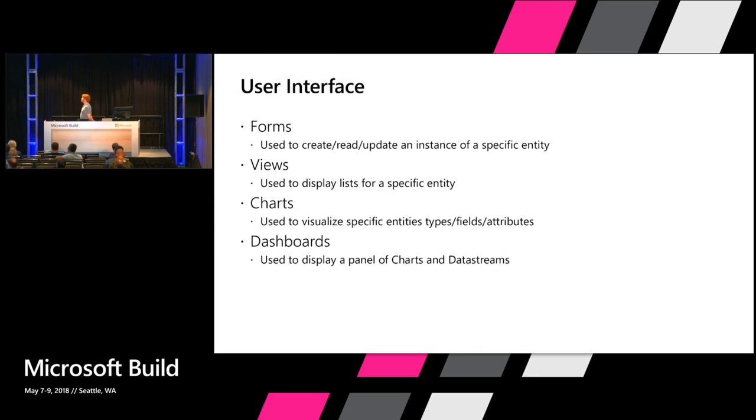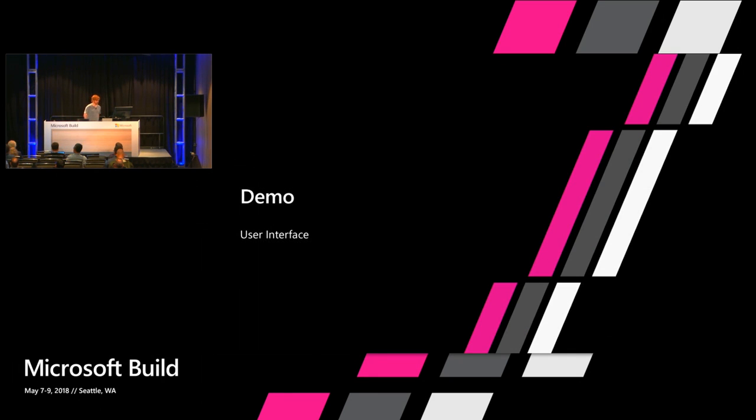So now let's talk a little bit about the user interface components in a given application or solution. The first would be forms, which are used to create, read, or update an instance of a specific entity. The second would be views, which are used to display lists of a specific entity. We then have charts, which are used to visualize specific entities, types, fields, or attributes. And then we have dashboards, which are used to display a panel of charts and or data streams, or more or less views from up above. And so we have a variety of these in our demo today.